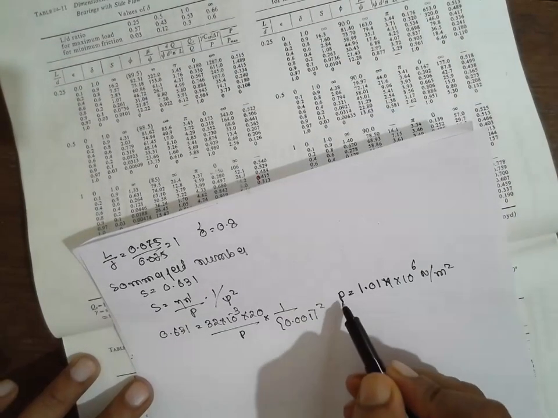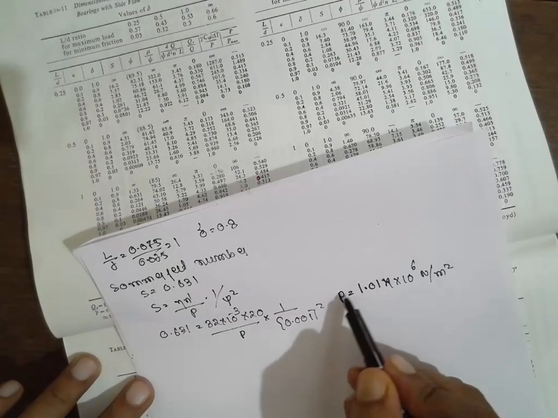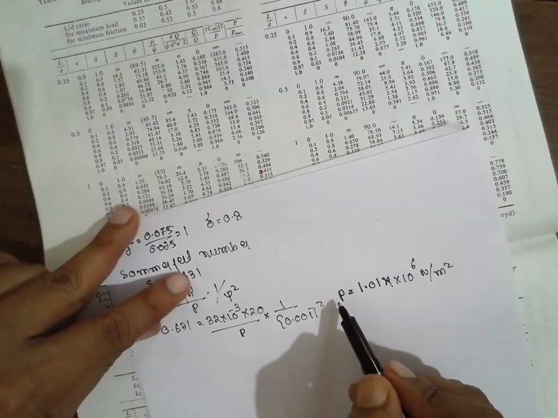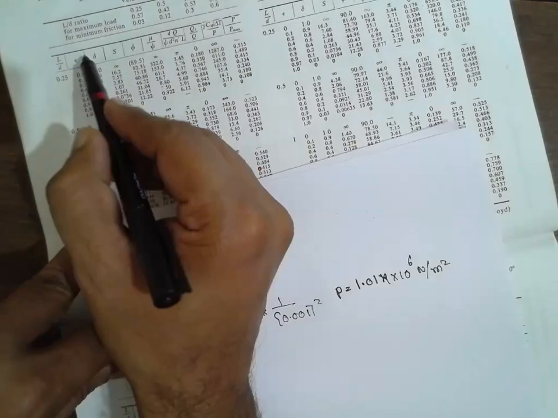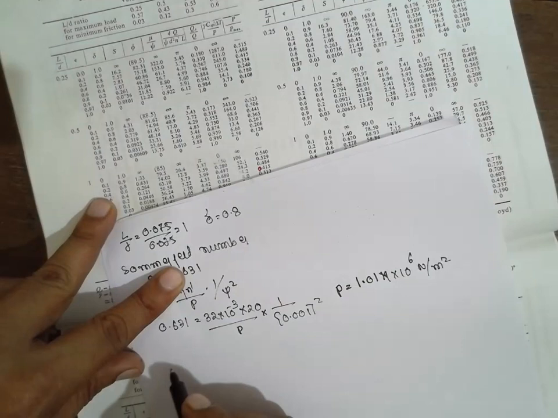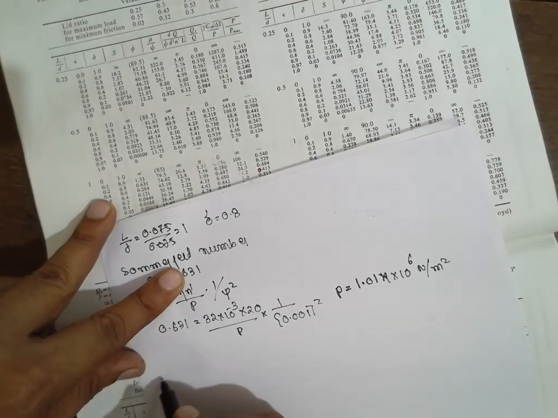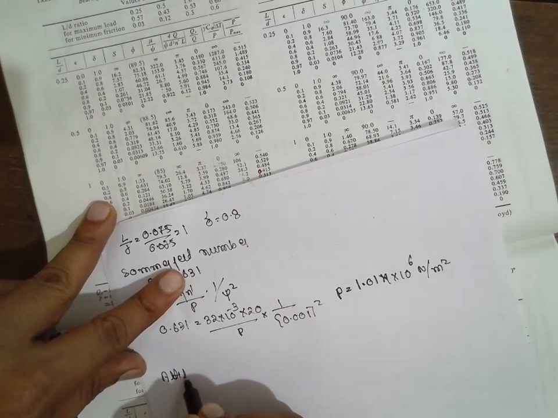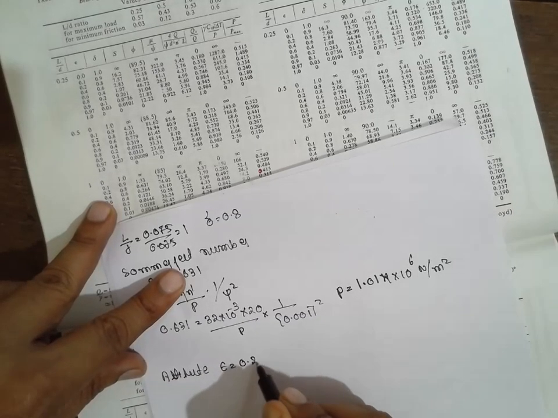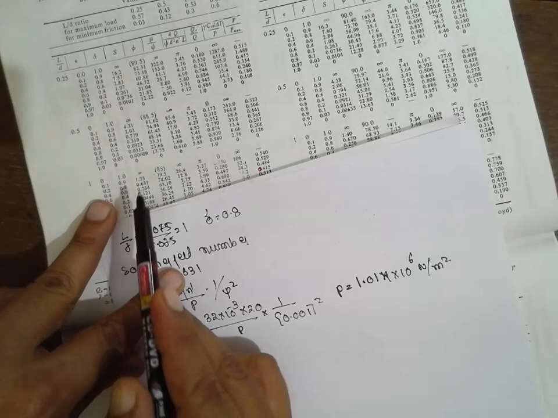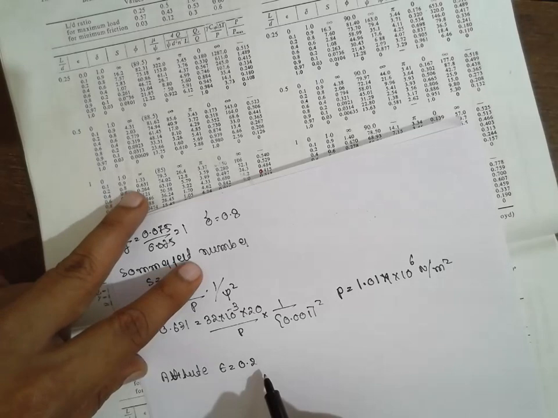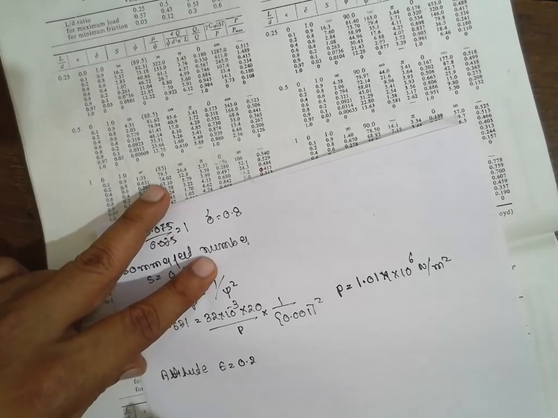This is the pressure in the bearing that can be obtained. Once you get the pressure in the bearing, you can find out the E value. This is the E value we can find out directly. It is nothing but 0.2. That is attitude. Attitude is E, which is 0.2, directly obtained by using the Raimondi and Boyd chart.